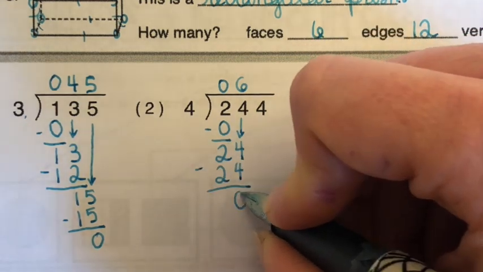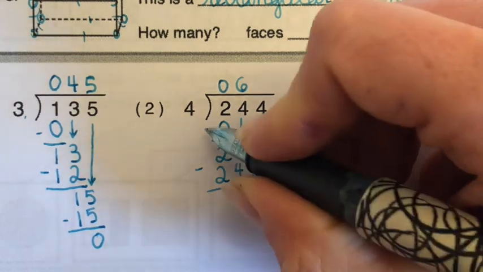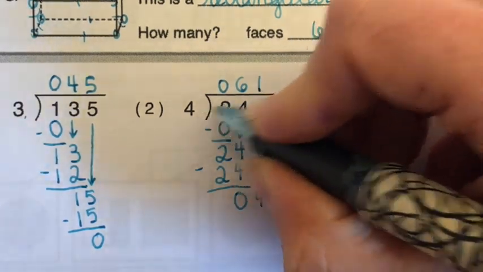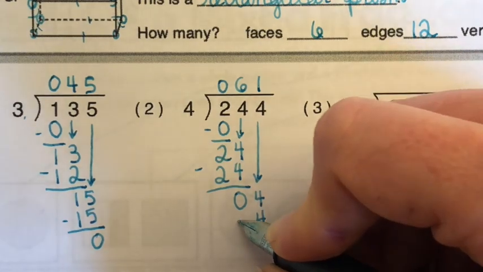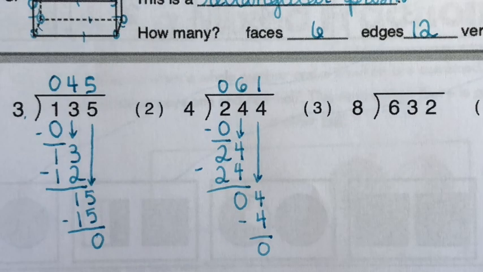Subtract to find the difference. Now bring down this 4. 4 goes into 4 1 time. 4 times 1 is 4. Subtract to find the difference. Ta-da! 244 divided by 4 is 61 with no remainders.